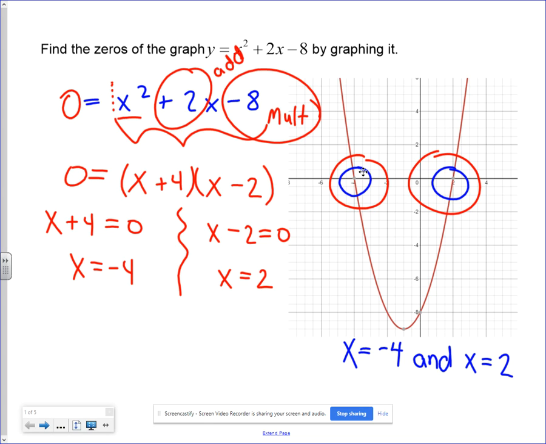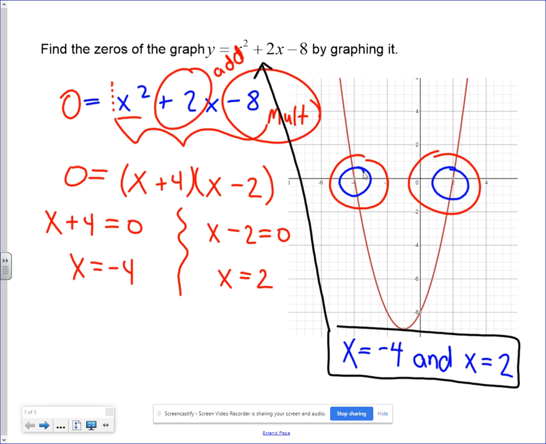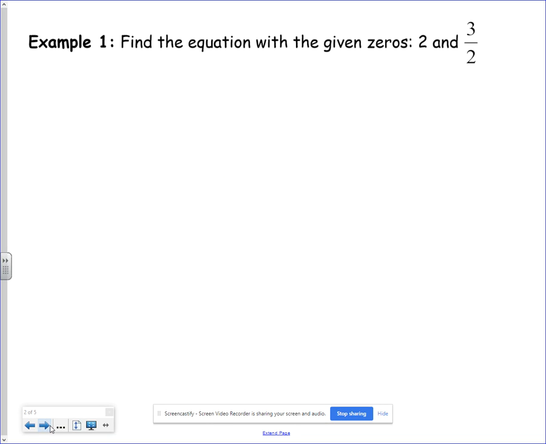So what we're going to do today is kind of backwards. I'm going to give you the zeros, and I'm going to ask you to find the equation that gives those zeros when you graph it. Alright, so let's look at the first example here. Example 1. Find the equation with the given zeros.